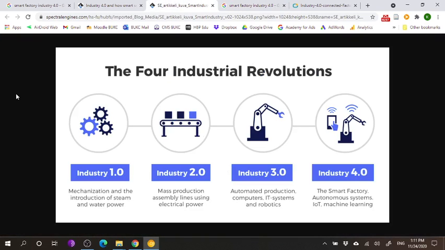This is just a summary again of the 4 industrial revolutions. Industry 1, 2, 3, and 4. 1 was mechanization, the introduction of steam and water power, in the 18th century. Industry 2 was mass production and assembly lines using electrical power, at the beginning of the 19th century, or rather the ending of the 18th century. And Industry 3 was the usage of IT and robotics eventually, going on from the 70s and 80s onwards. And Industry 4 is what we are right now at, the smart factory or autonomous systems, artificial intelligence systems that are going to manage it on their own. So this is essentially what it is.